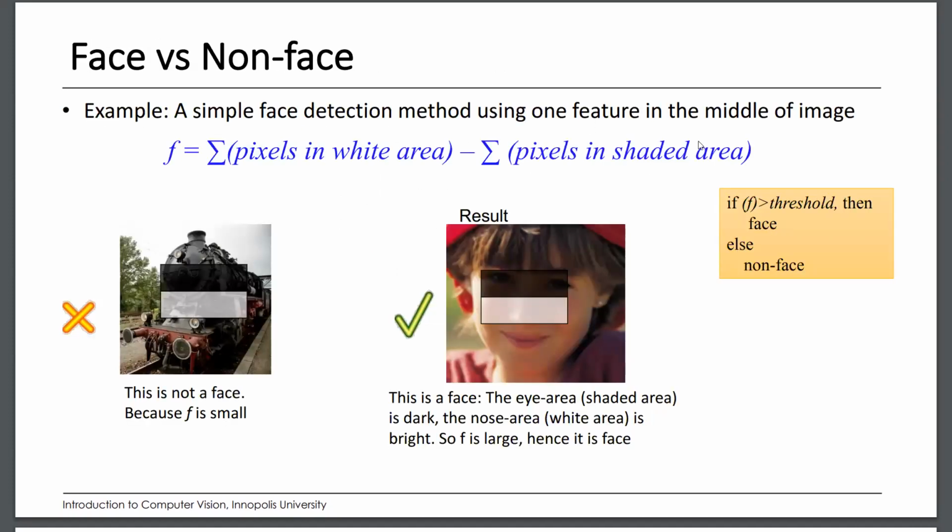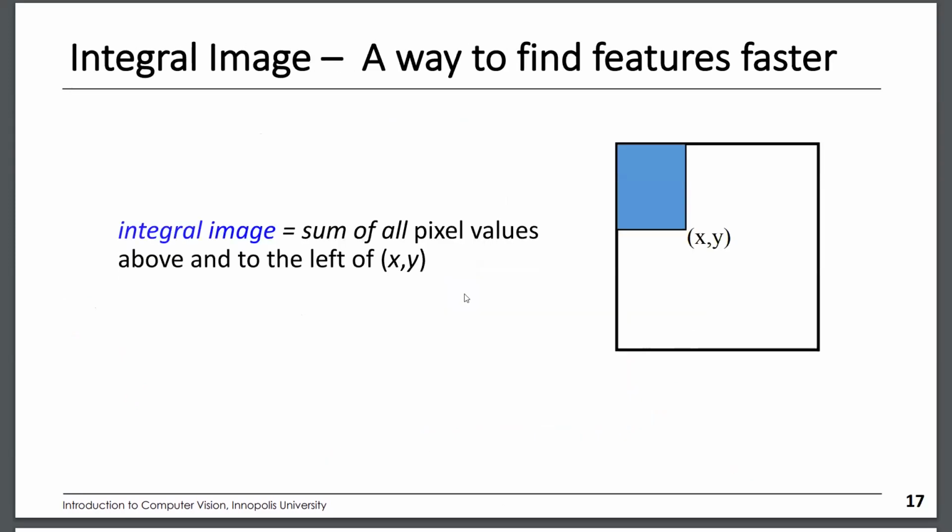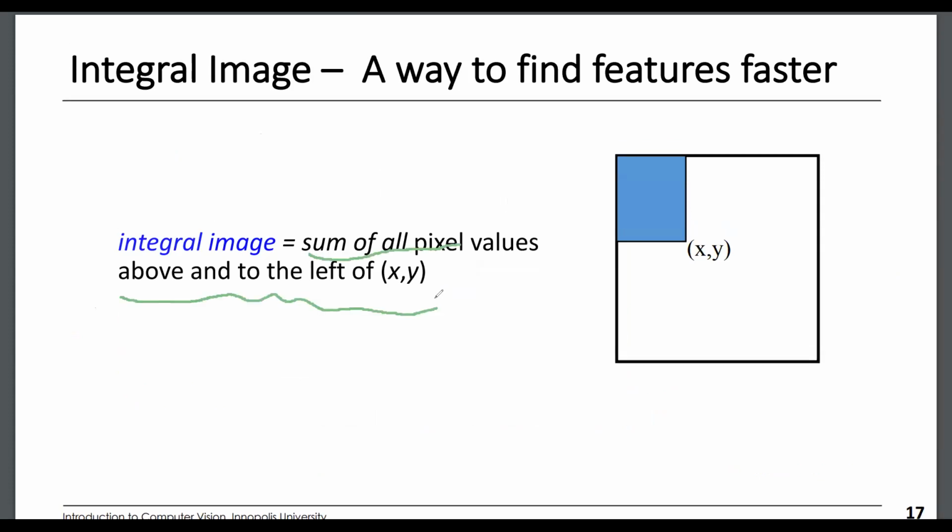One very simple trick that can speed up this calculation is to prepare for it, right? We're going to prepare the sum before we get there, and this is called the integral image. The integral image is the sum of all pixel values above and to the left of x, y, right? So for example, for the first pixel in here, there is nothing above it or to the left of it, so this value will be only itself.